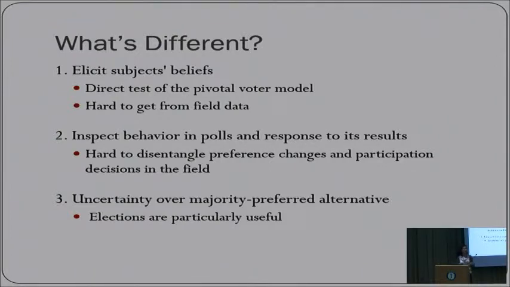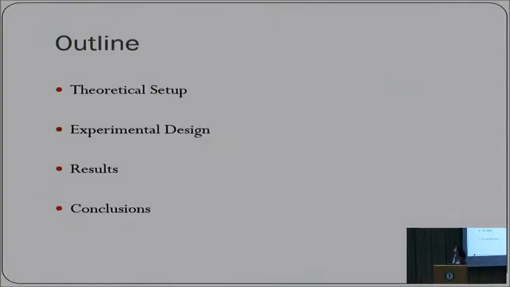Usually people just assume that individuals are truthful in the polling stage. And we're going to introduce uncertainty over the majority preferred alternative. And this, we think, is a particular situation where voting might matter. If you know what the majority preferred alternative is, in fact, you don't really need an election. You can just choose the majority preferred alternative, and that's going to be the efficient outcome.